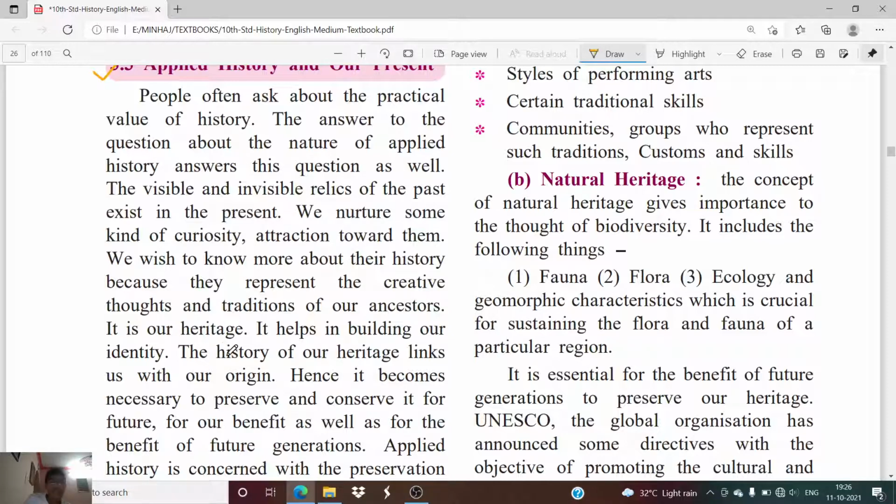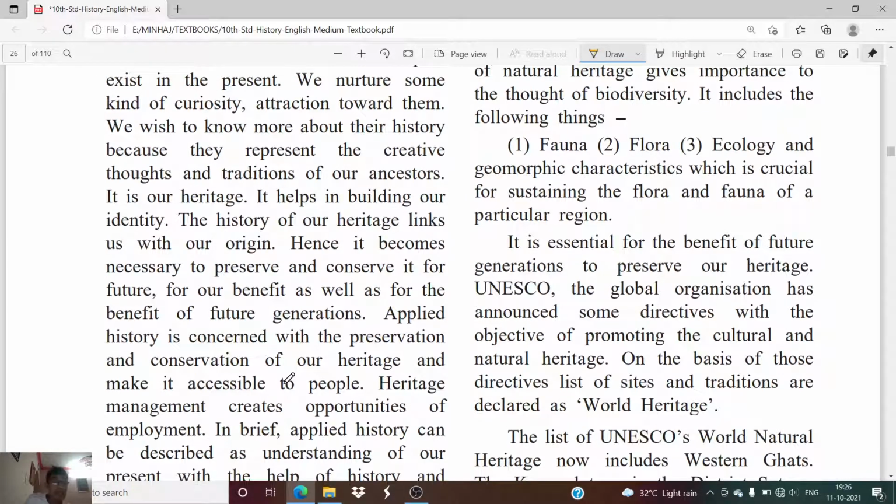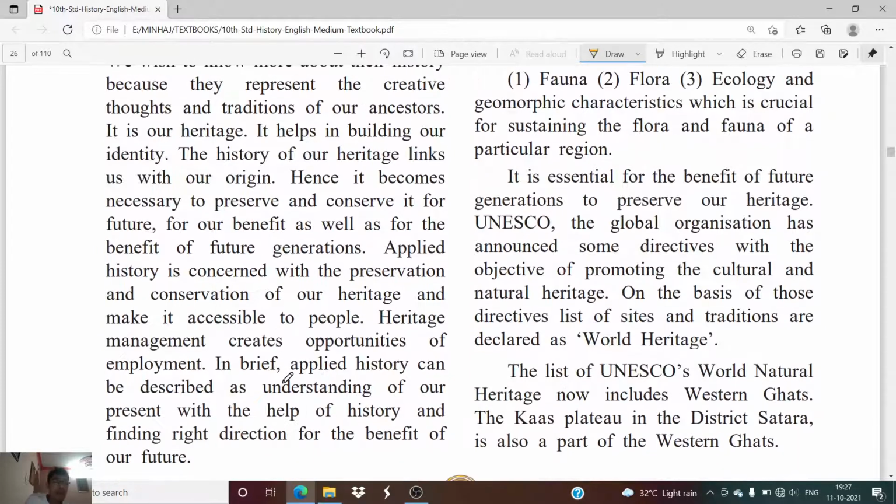The history of our heritage links us with our origin, hence it becomes necessary to preserve and conserve it for the future, for our benefit as well as for the benefit of future generations. Applied history is concerned with the preservation and conservation of our heritage and making it accessible to people. Heritage management creates opportunities of employment. In brief, applied history can be described as understanding of our present with the help of history and finding the right direction for the benefit of our future.